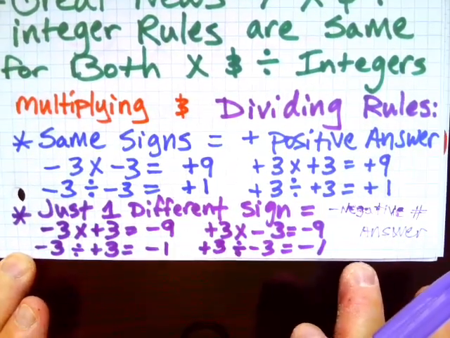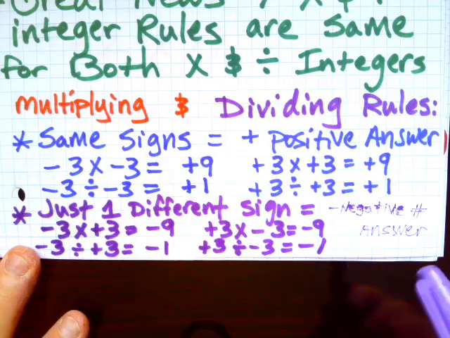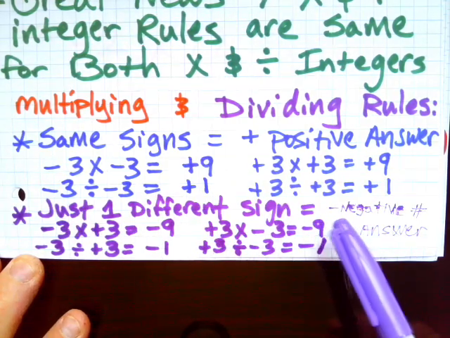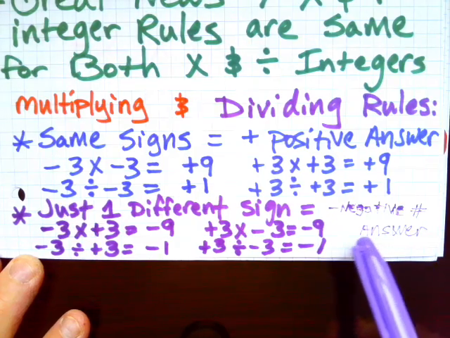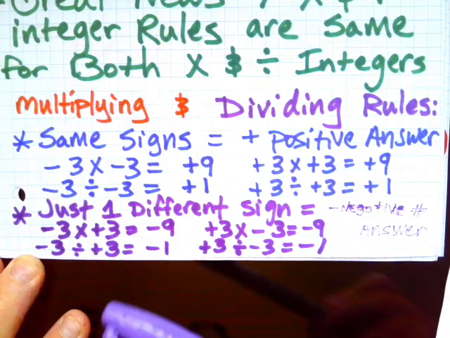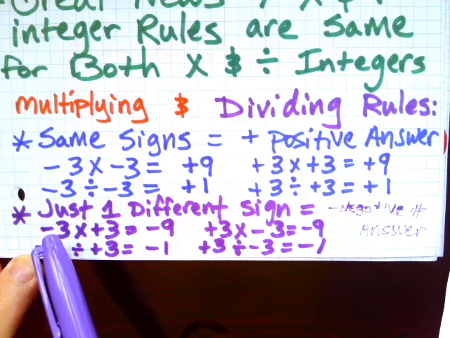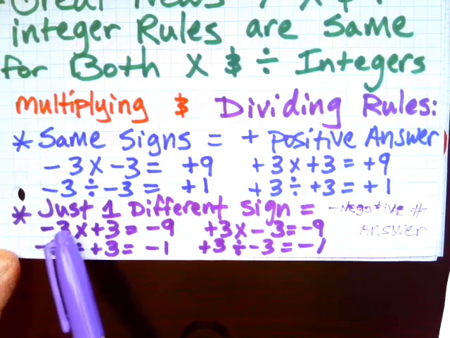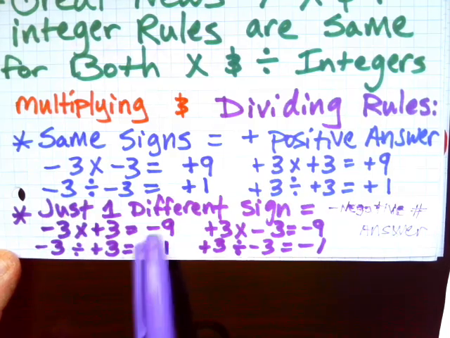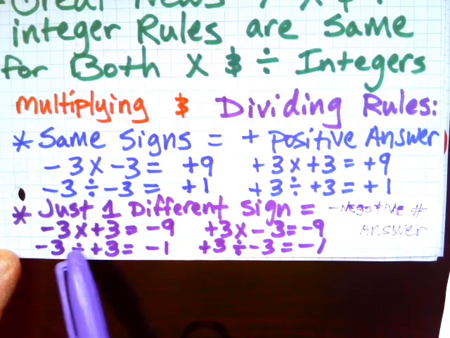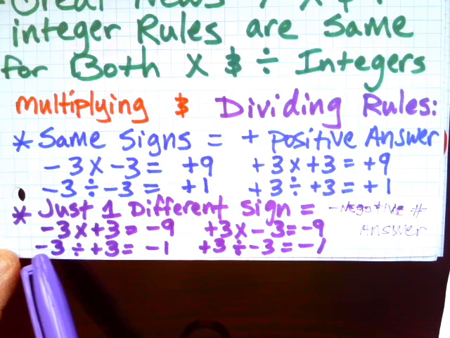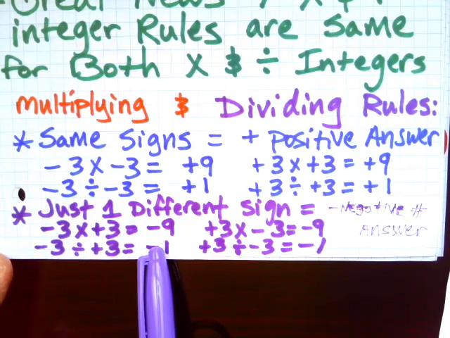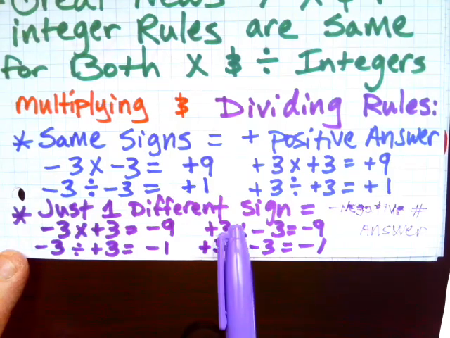So let's take a look here now. Just one different sign gives you a negative number answer. Let's take a look at these two examples. We have negative 3 times a positive 3. Just one of these signs is different. The answer is negative 9. Negative 3 divided by a positive 3, just one of the signs is different. That gives you a negative 1 answer.